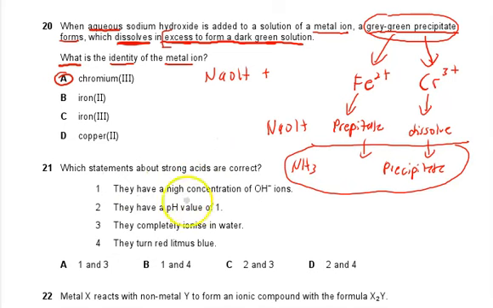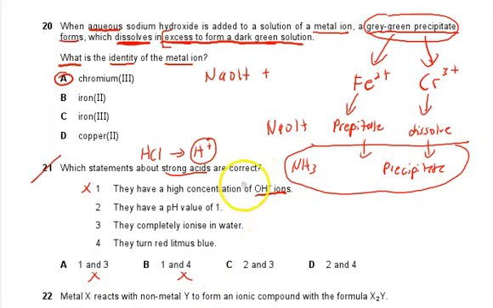Now look at number 21. Which statements about strong acids are correct? Number 1, they have a high concentration of OH. No, acid only releases hydrogen. The presence of hydrogen makes them acid. So 1 is wrong.